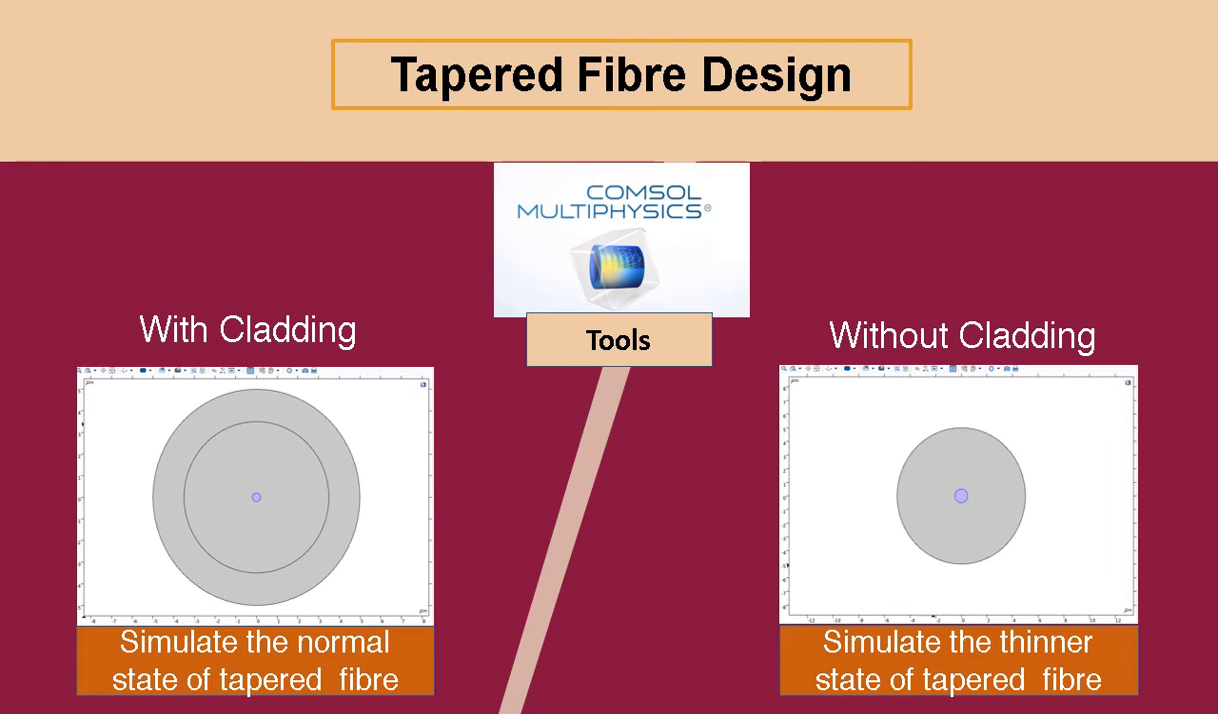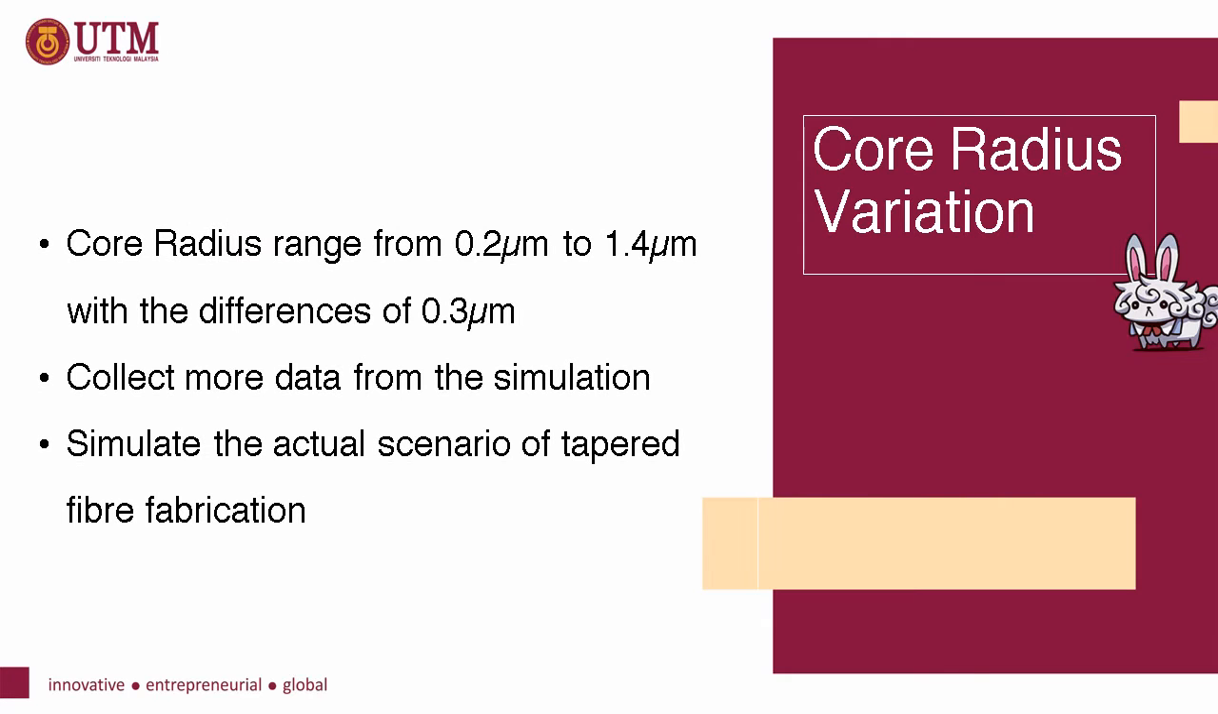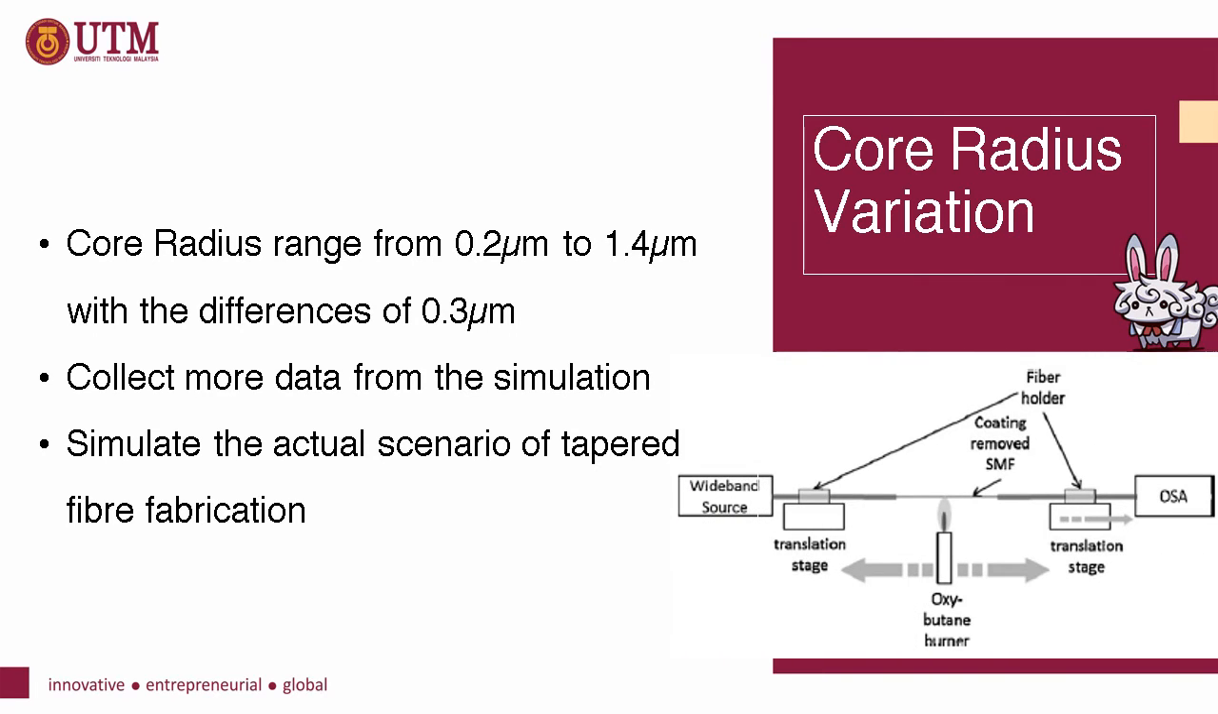And next here, the core radius is also varied, where the core radius ranges from 0.2 micrometer to 1.4 micrometer with a difference of 0.3 micrometer in each section, which means there are 5 cases: 0.2, 0.5, 0.8, 1.1 and 1.4. This is to collect more data for the simulation to make sure of the accuracy, and also to simulate the actual scenario of tapered fiber fabrication, which we can see in the figure here.